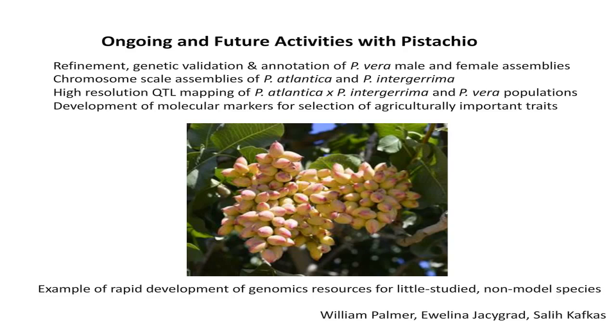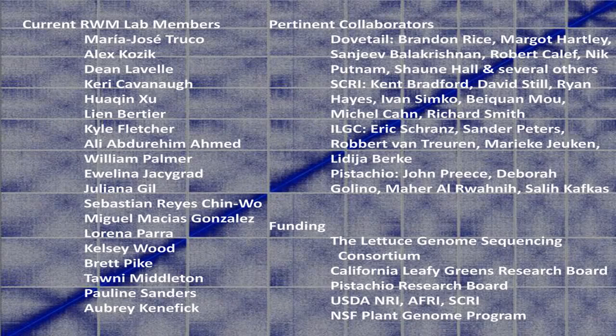So what we're going to do next there, we need to refine and genetically validate these, but it's looking very good. We're doing chromosome-scale assemblies of the two rootstock parents. This is going to lead to high-resolution QTL mapping in all the species for agriculturally important traits. This is going to allow us to have very informative molecular markers for selection in this relatively long-lived crop species.